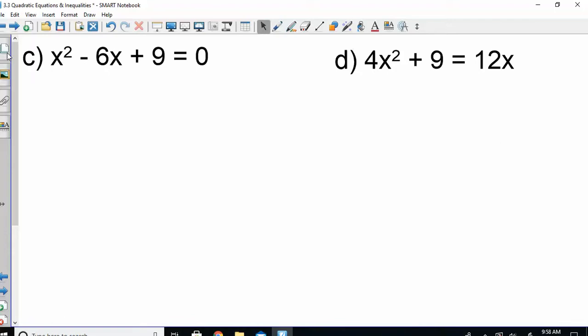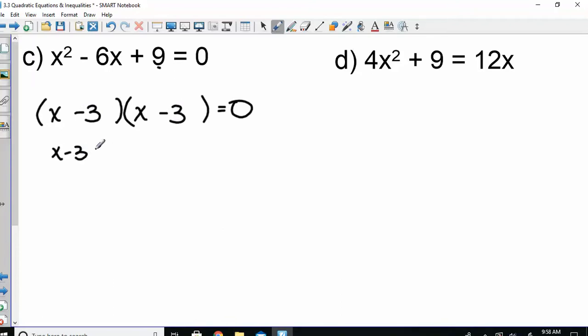x squared minus 6x plus 9. It's already equal to 0. There's no greatest common factor. Because it's a 1x squared, we can do the shortcut box method. x squared breaks into x, what two numbers multiply to positive 9 and add to negative 6? Negative 3 and negative 3. So if we set each of these equal to 0, you get x equals 3 and x equals 3.